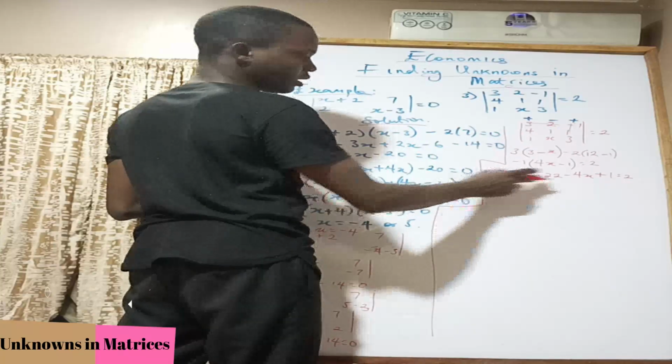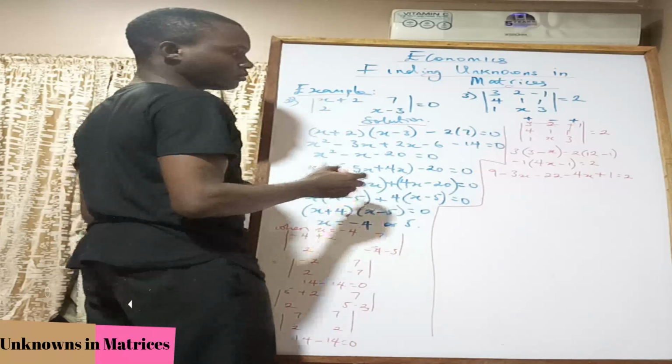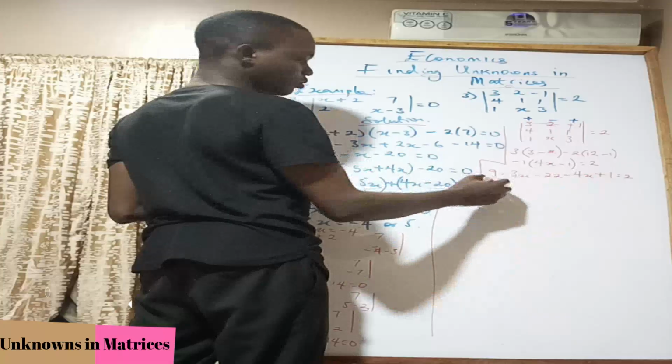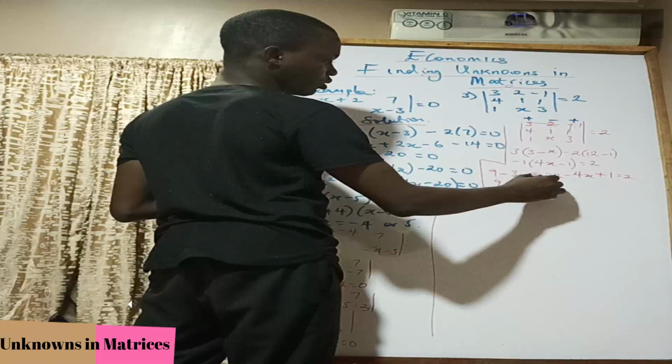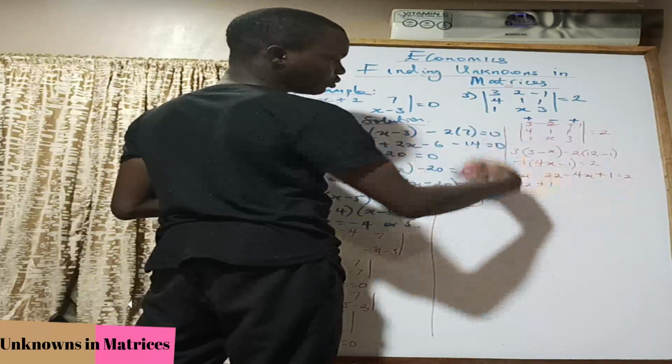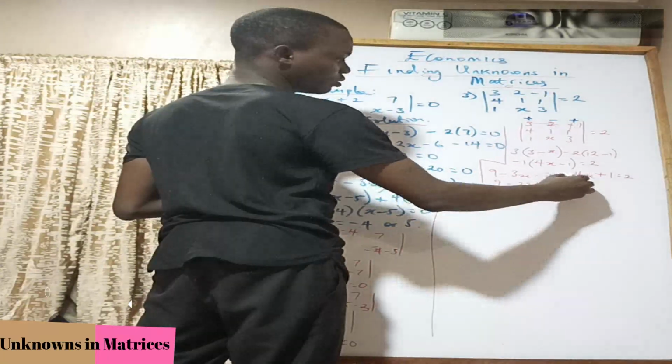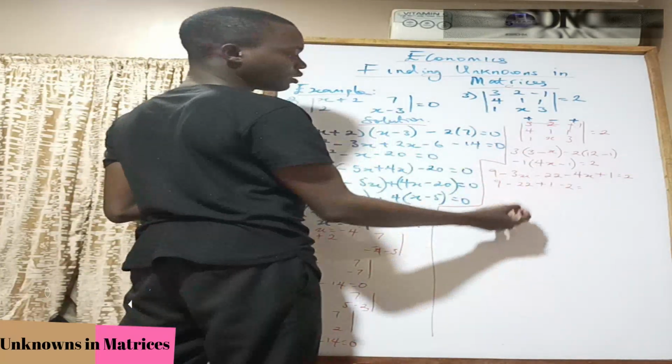So 9 minus 22, that's minus 13. Then minus 13 plus 1. Let me correct like terms. 9 minus 22 plus 1. Okay, maybe I should put minus 2 here too. Minus 2. This 2 comes here because minus 2.